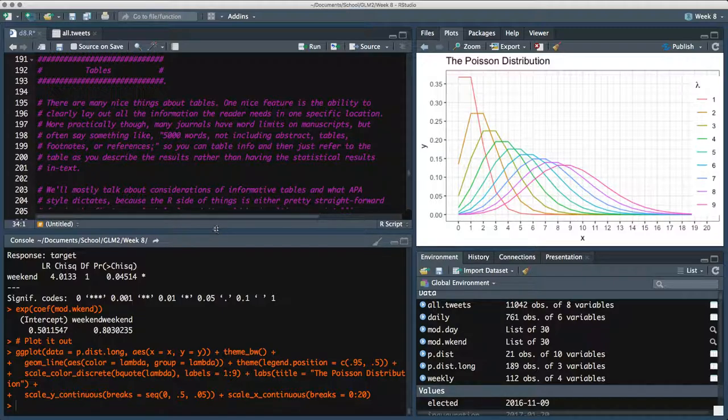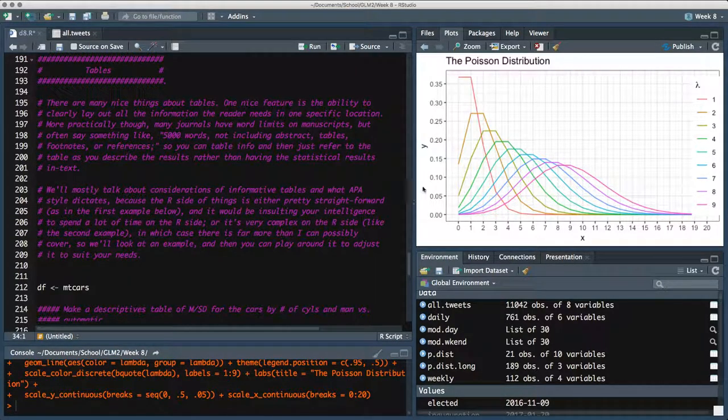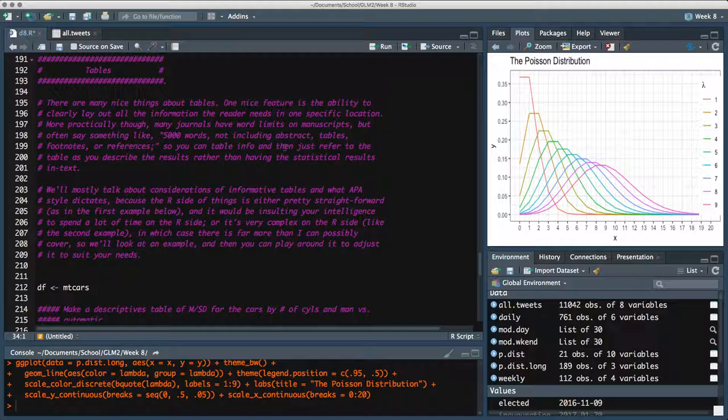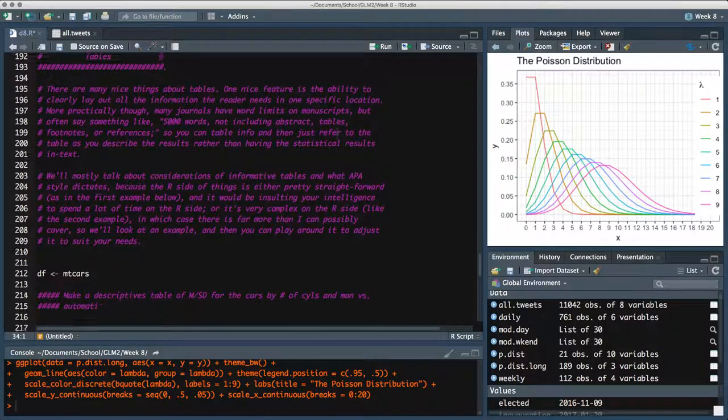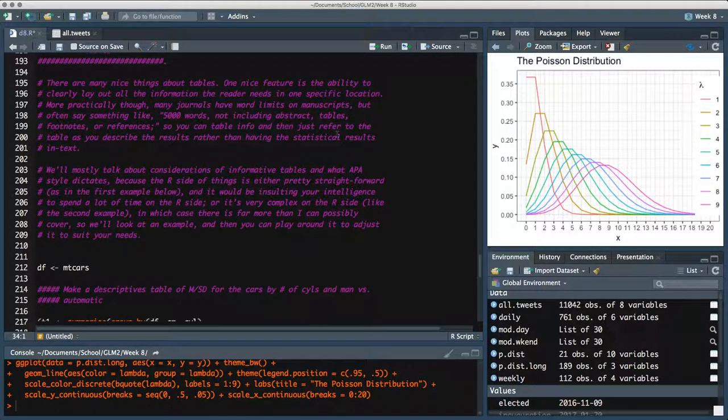All right, so moving into tables, there are a couple of really nice things about being able to make good tables. One is that it makes things very easy for the reader when you have tabled information laid out in a logical, straightforward way that's easy to extract the information you need from.